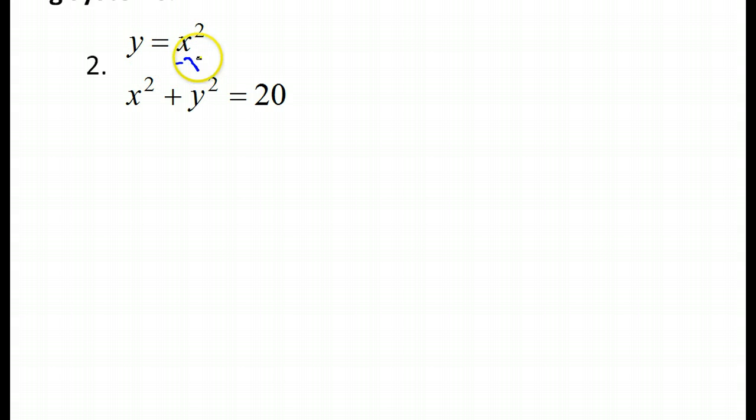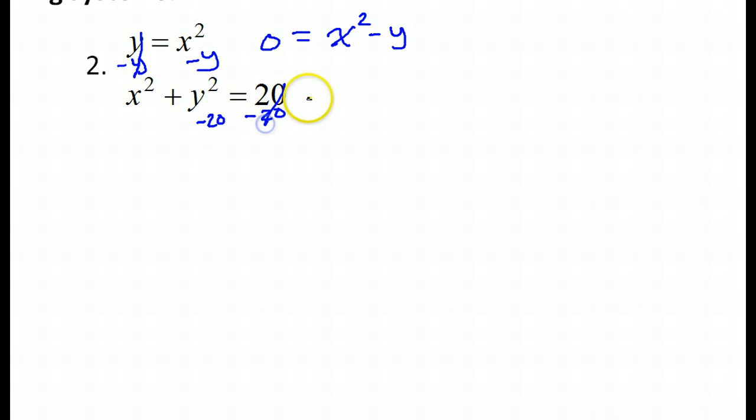Instead, let's get everything on one side. So I would subtract x squared from both sides. No, I think I'll subtract y from both sides. I'll get my 0 over here this time. So subtract y from both sides. Okay, so that's going to give me 0 equals x squared minus y. Over here clearly I'm just going to subtract 20 from both sides. So that's going to give me x squared plus y squared minus 20 equals 0. Okay, so see what I did there? I'm sure you won't mind if I just kind of fake it and turn this into a giant minus sign and have it equaling 0. So let's just pretend that I did that.